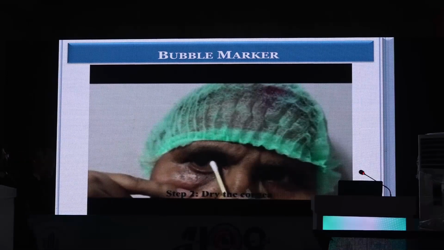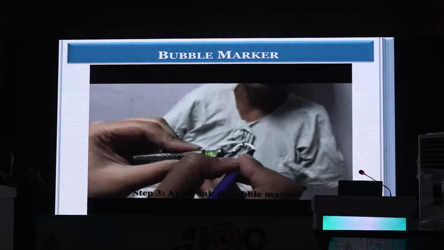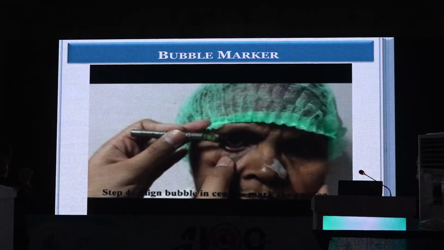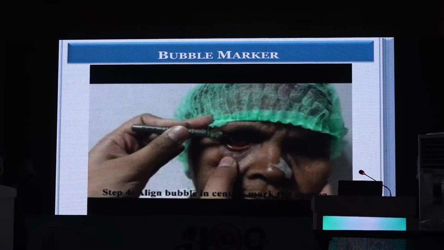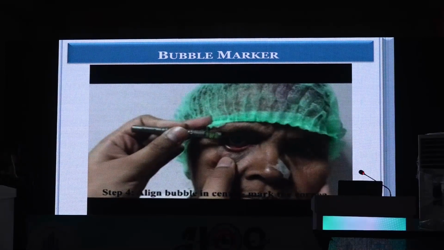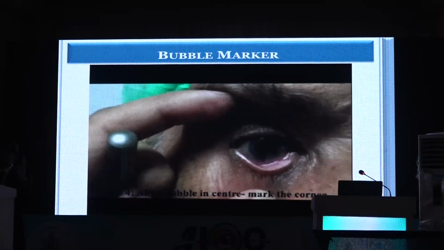So if the head is right straight, then in that case you can just put a drop of proparacaine, and then you can mark it directly. Asking the patient to stand against a wall is very helpful, because then the patient has a tendency to remain straight.